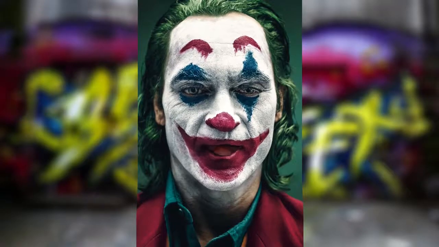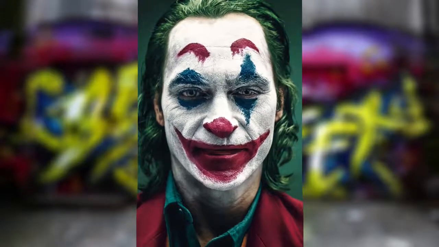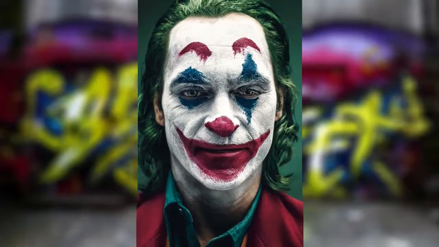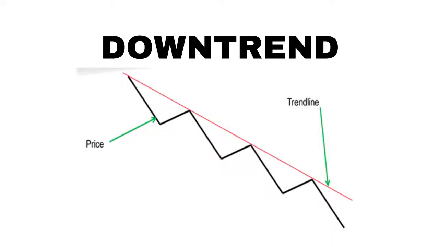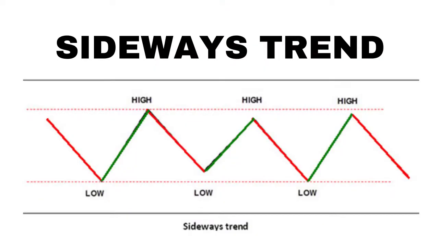So what's the definition of a trend? Trend is the direction of the market. It can be an uptrend, where there's a series of successively higher highs and higher lows. Then there's a downtrend, where there's a series of lower highs and lower lows. And finally, there's the sideways trend, where it shows the consolidation of the market.